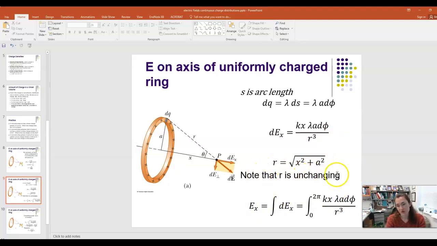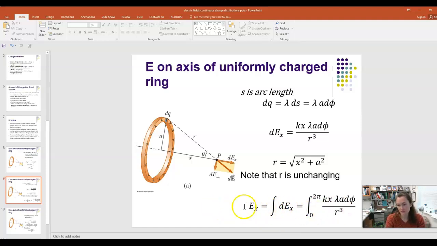R here, though, is unchanging, right? If I take my distance from the center of my ring to the point in question, P, I'm going to say that's fixed, right? X is fixed, a is fixed. What's changing is my angle as I walk around, but I've got the same triangle all the way as I walk around, right? X is the same, a is the same, and r is the same, even as I swing all the way around that triangle. So the only thing that's changing here is phi, right? The angle, phi.